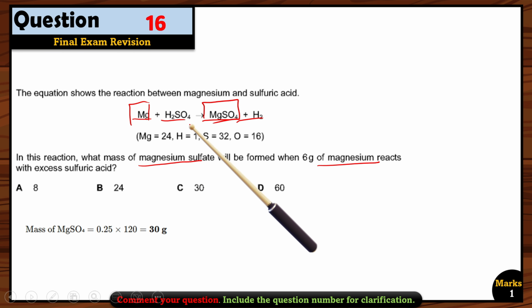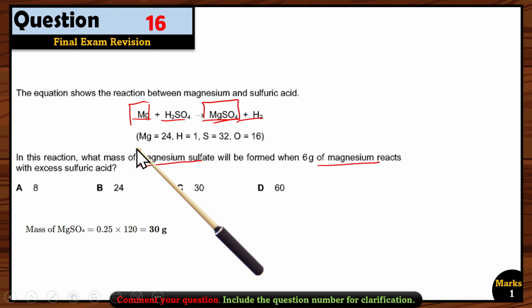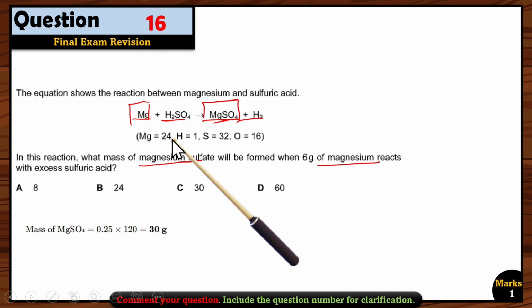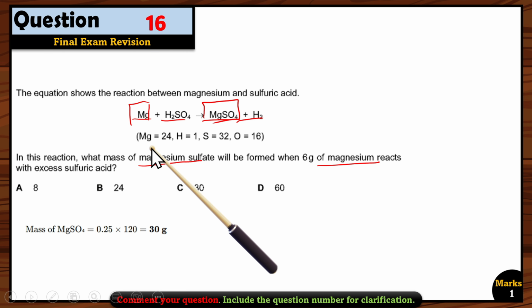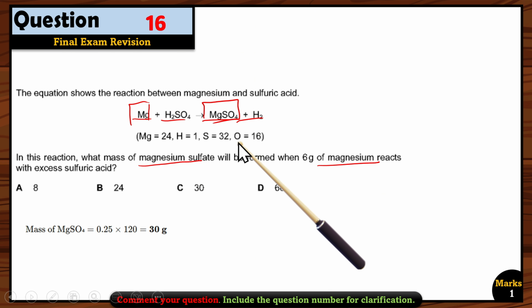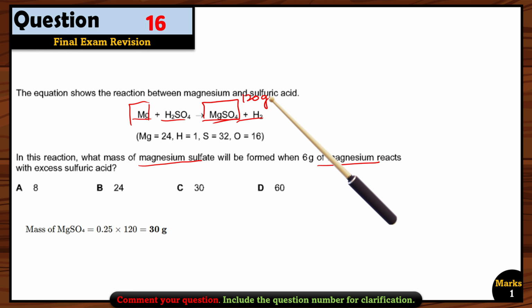Now let's see one by one. You have to find the molar mass of all of them. Magnesium has a relative atomic mass 24, so we already know. But for magnesium sulfate we have to calculate. So what will be the mass of magnesium sulfate? We have to calculate this one. That is 120 gram. Okay, 120 gram.